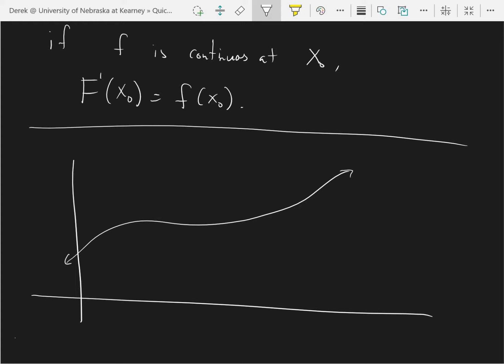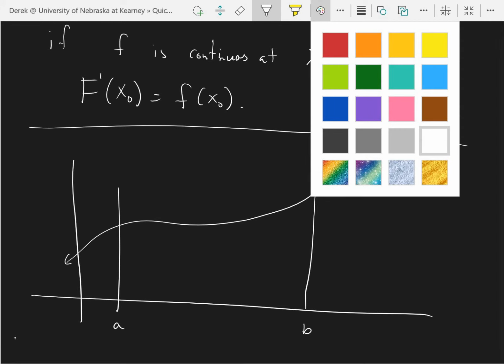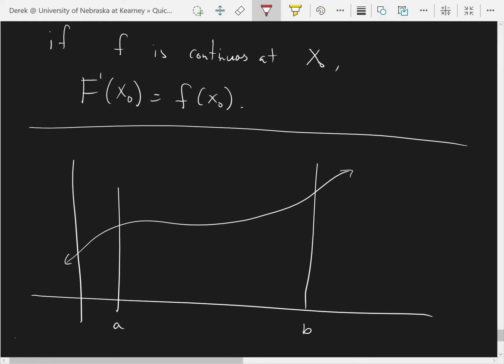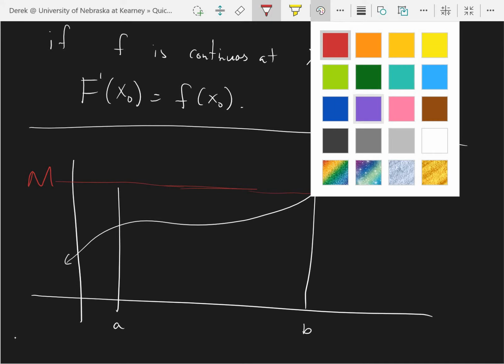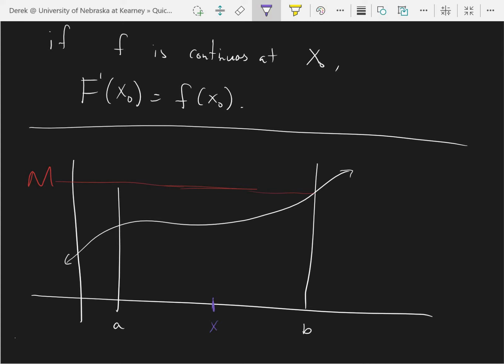So here's our picture from a to b. Now, f is bounded. Let's say this is the bound on little f, let's say that's capital M. Then the integral from a to x, let's say this is at x here, would be this area.